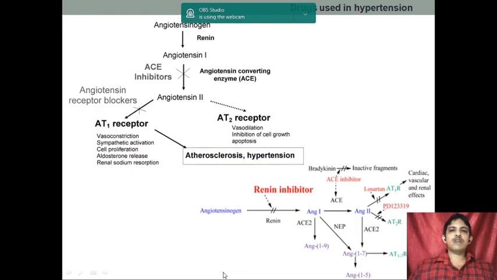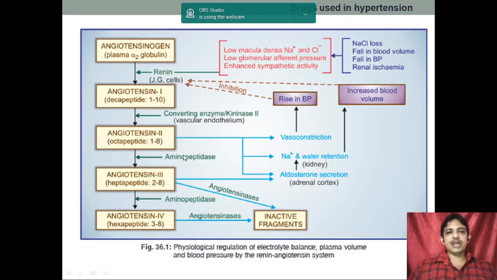So now we are going to discuss some of the drugs used in hypertension. What is their mechanism of action and how they produce their effect. Now before that, first we need to understand that angiotensinogen is a plasma alpha 2 globulin.